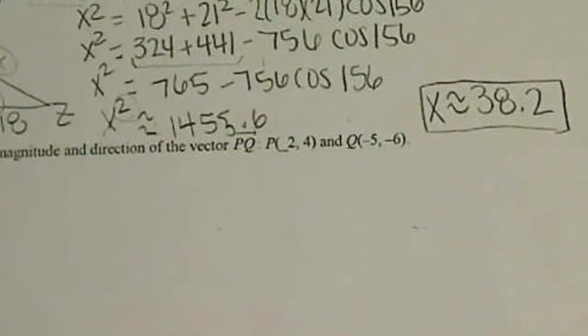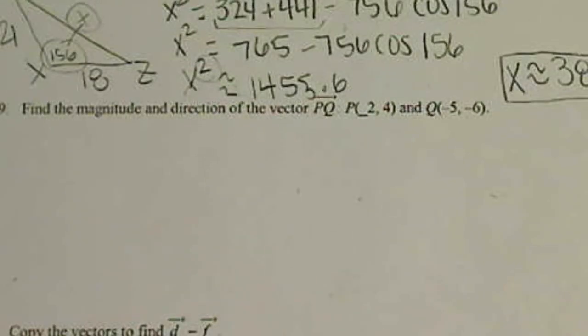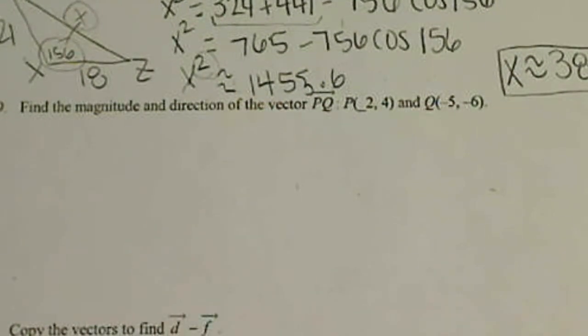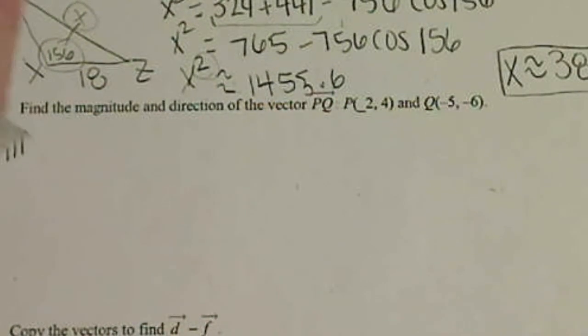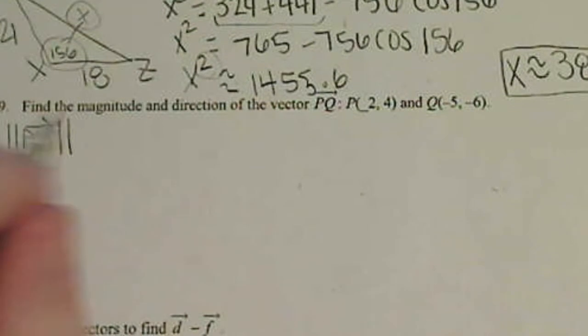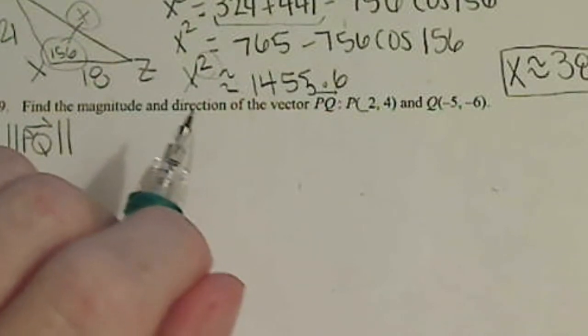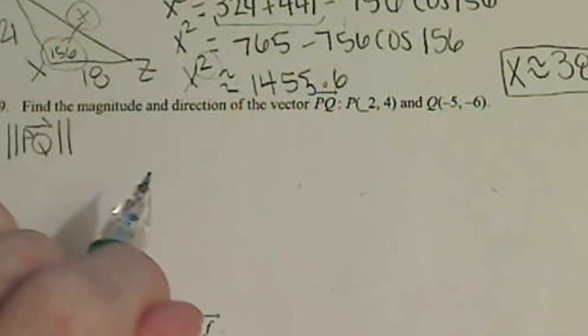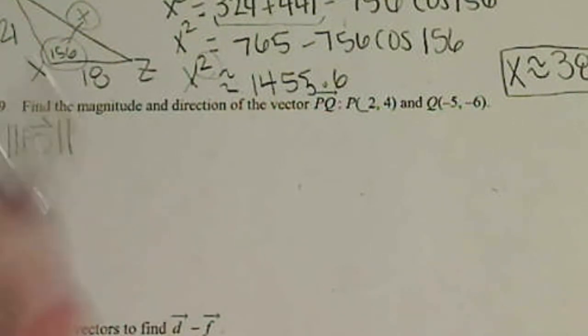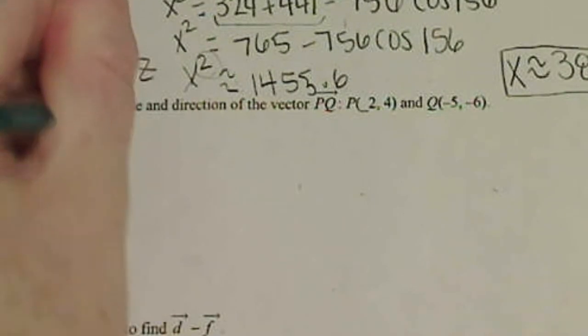Okay, number 19. Find the magnitude and the direction. For the magnitude, remember that means length. So I don't have to graph it yet. I do need to graph it for the direction to figure out which way it's pointing and all of that. So let's go ahead and find the magnitude first, and that is just the distance formula.